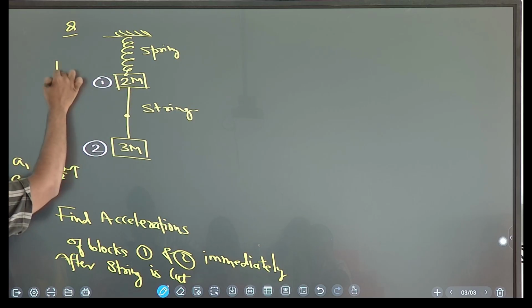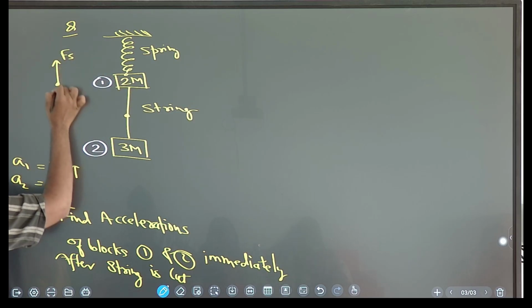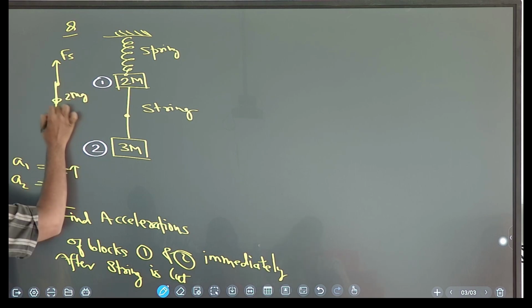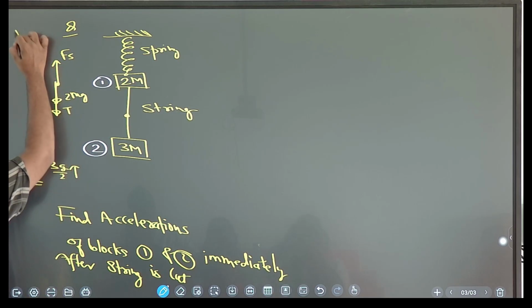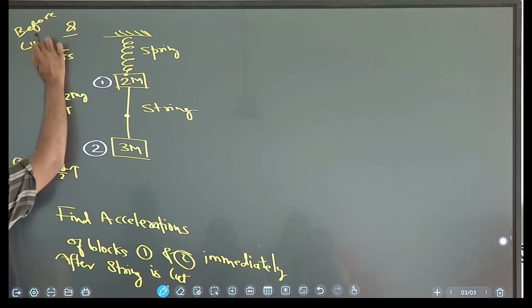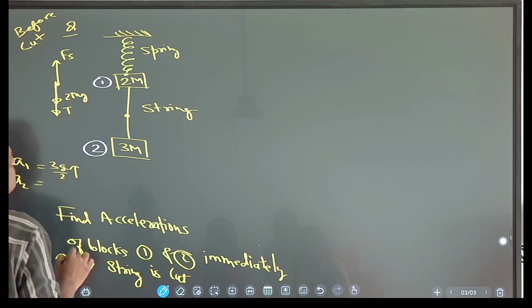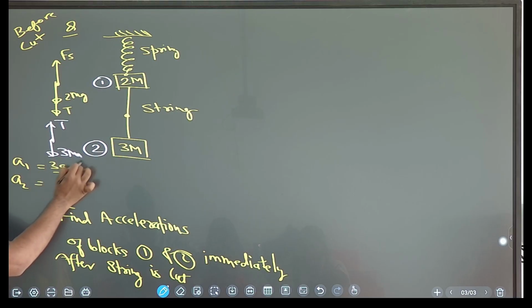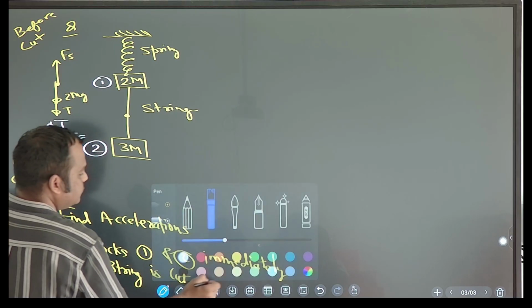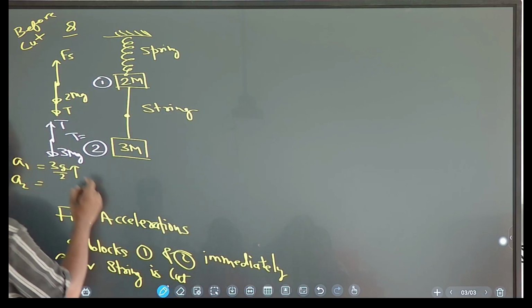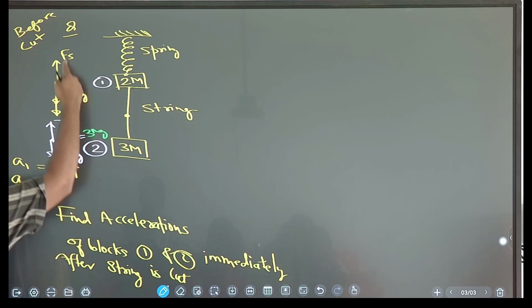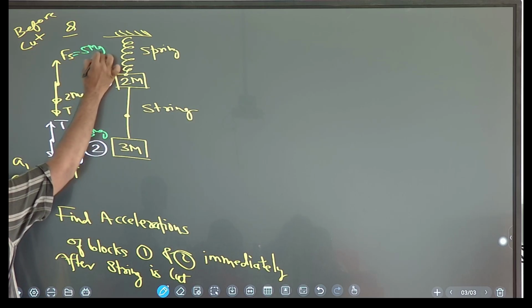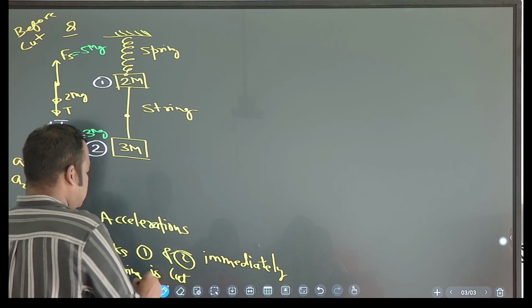So for block 1, Fs upward, 2 mg downward, tension downward. This is before cut. For 3m, tension upward, 3 mg downward. So tension value 3 mg. Tension is 3 mg. So Fs will be 5 mg. Fs is 5 mg.